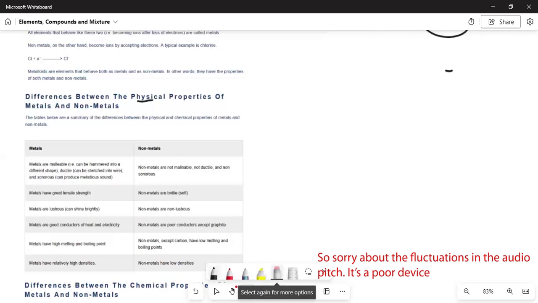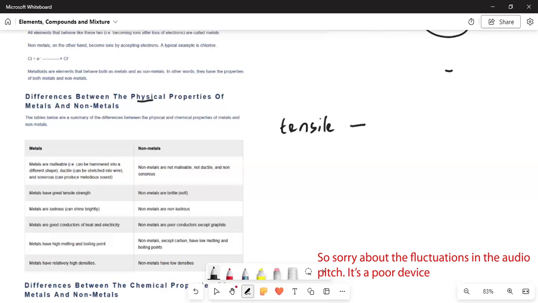So metals have great tensile strength. Metals have great tensile strength. That is the ability to withstand a lot of load or pressure. When you put a heavy load on metal, it can withstand that load. Then put the same load on a non-metal. The non-metal may not be able to withstand it. The strength of a metal is far, far more than the strength of a non-metal. Metals can withstand a lot of pressure, a lot of tension.